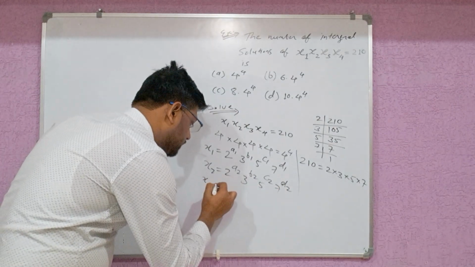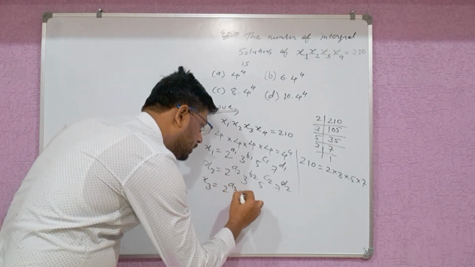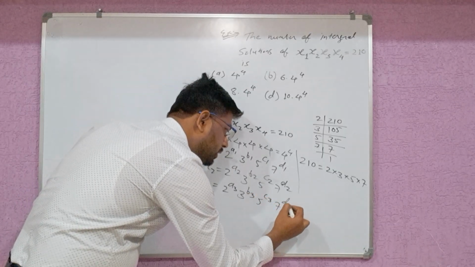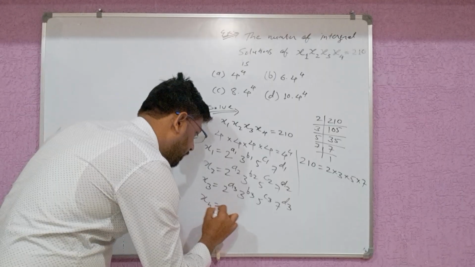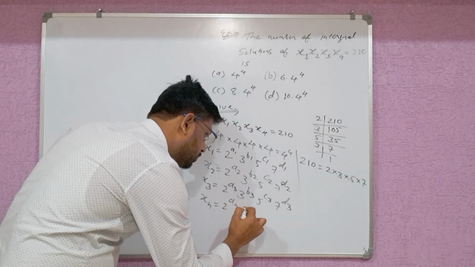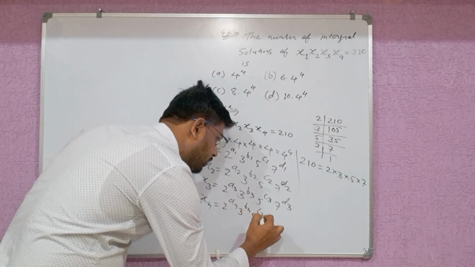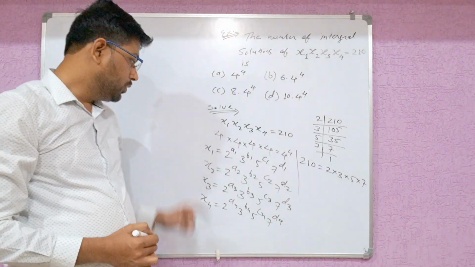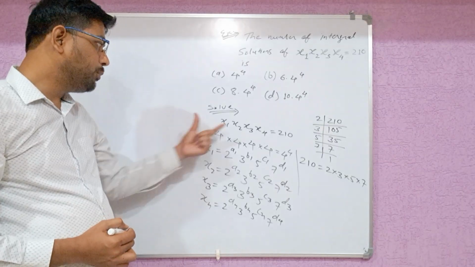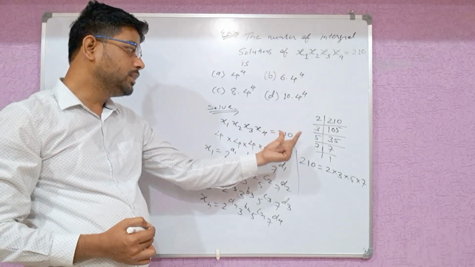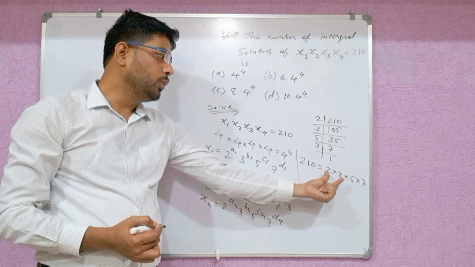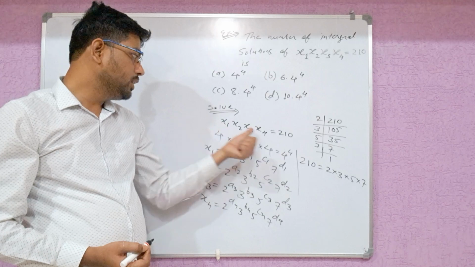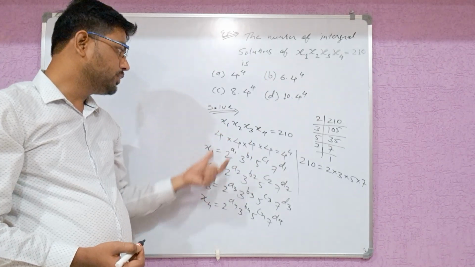In the same way, x3 will be 2 raised to power a3, 3 raised to power b3, 5 raised to power c3 and 7 raised to power d3. And x4 can be 2 raised to power a4, 3 raised to power b4, 5 raised to power c4 and 7 raised to power d4. Now this x1, x2, x3 and x4 I will put here. And this 210 can be written as 2 into 3 into 5 into 7. So when I put these values in place of x1, x2, x3, x4 here.